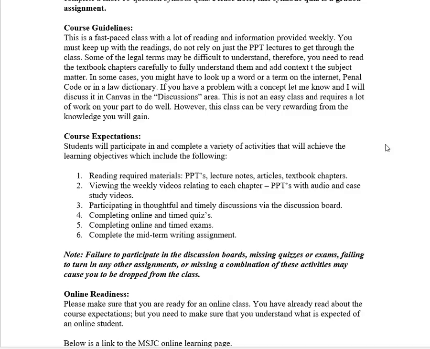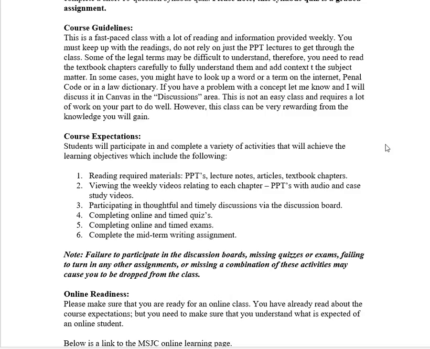To fully understand some of those terms and to add, remember what I talked about, some context to the subject matter. Now, in some cases, again, you might have to look up a word or a term on the internet, and I told you how to do that. Use the penal code or a law dictionary. But if you have any problems at all with a concept, please let me know, and I will discuss the concept in the discussions area in Canvas. I'll do it for you, or you can post it there yourself.